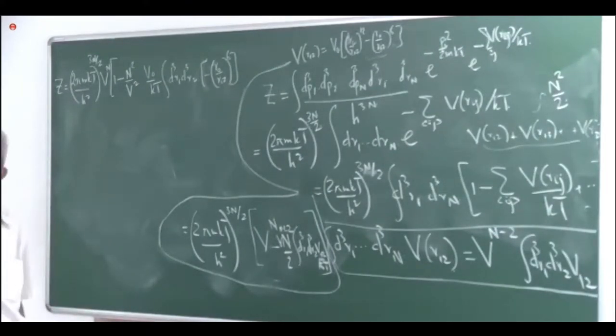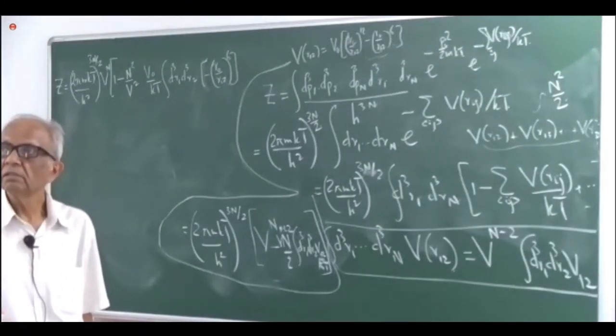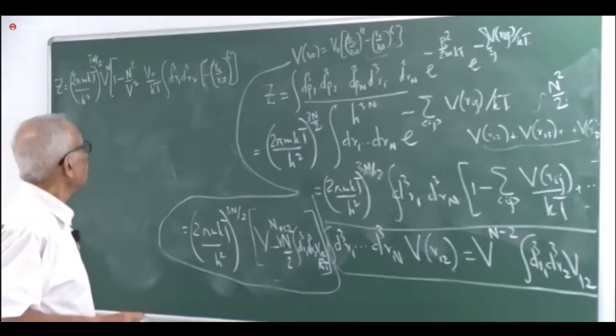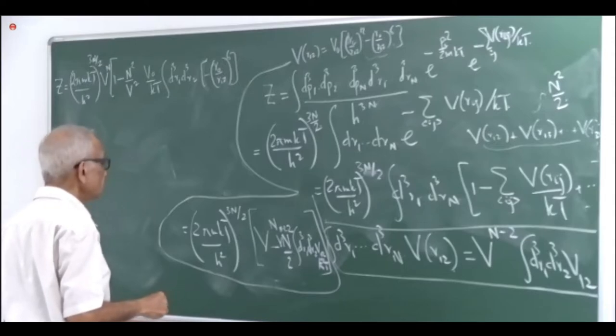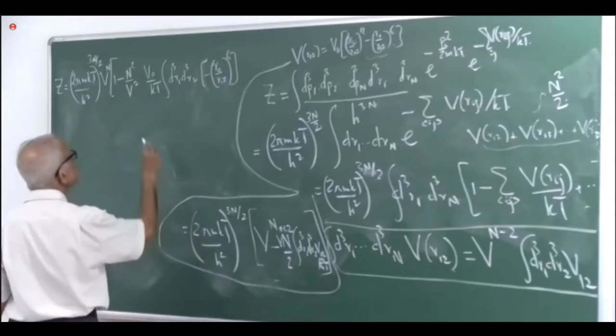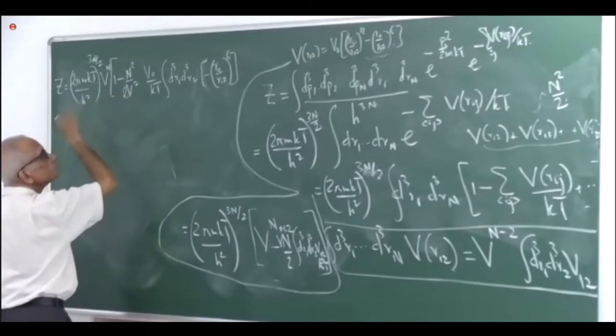There should be a 2 in the denominator of the n square by v square term. Yes, right, you are right. There has to be a 2. Sure, there was a 2, and now it's back here. Good.